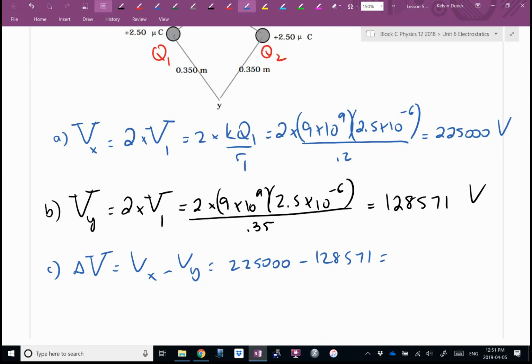What'd you get? Sorry? 964... 28? 29? Okay. And that is still volts, because it's a change in voltage. A potential difference would be in volts.